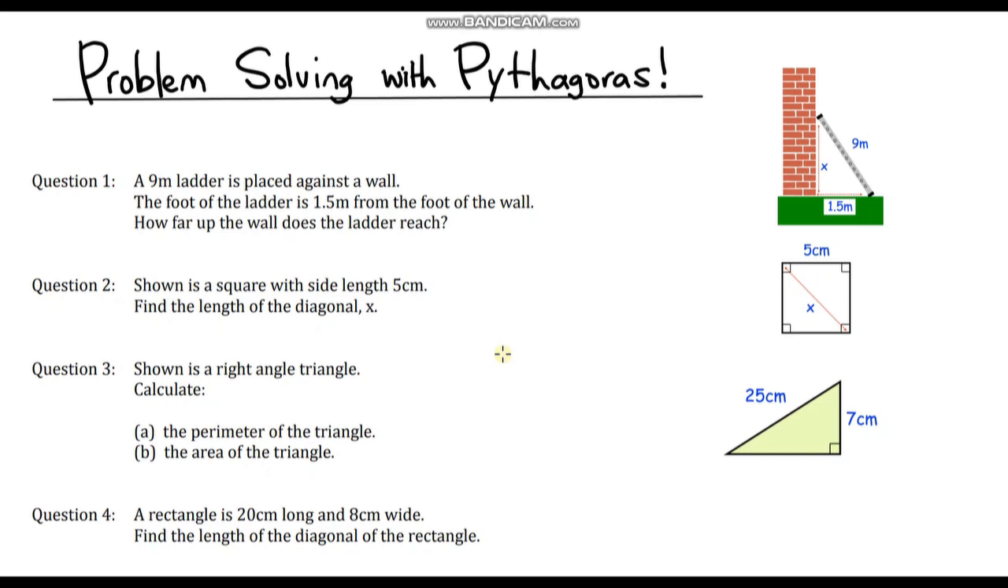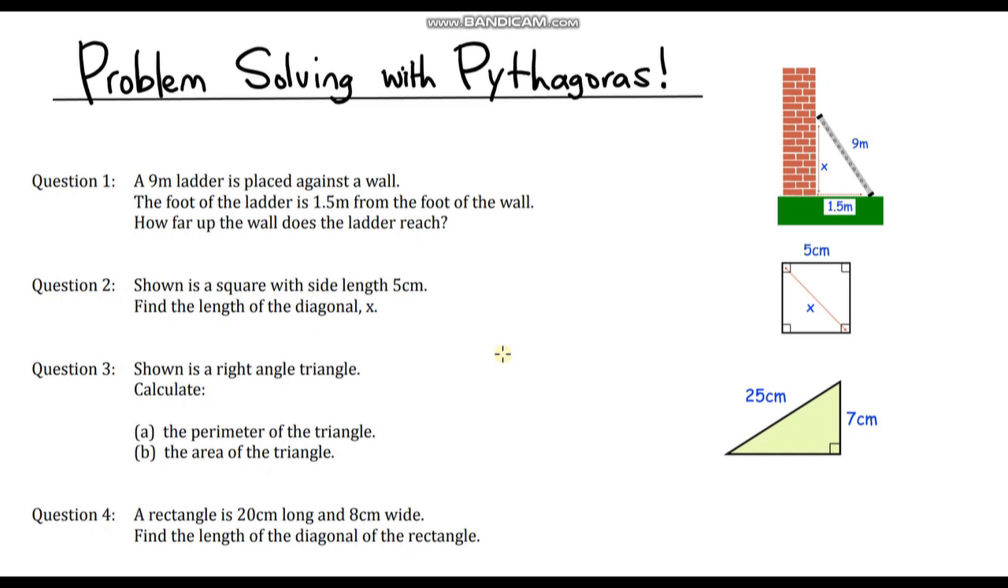Now in the previous two videos we looked at using Pythagoras' theorem to calculate the hypotenuse in a right angled triangle and also one of the shorter sides in a right angled triangle. So in this video we're going to put all of that together and take a look at some problem solving type questions.